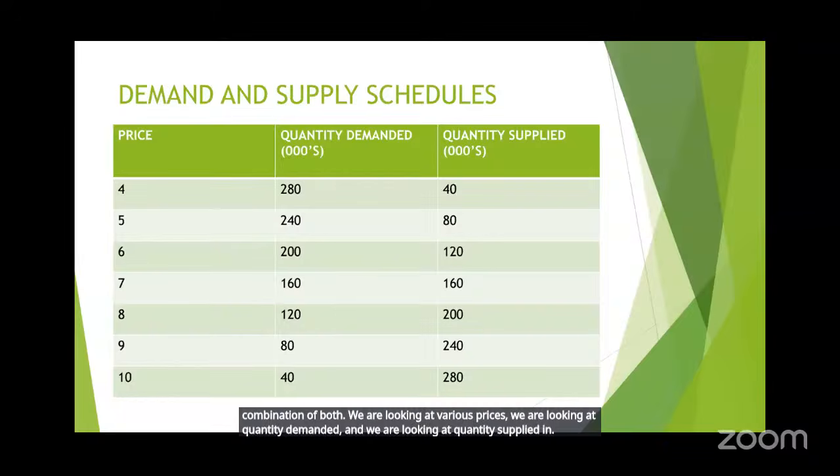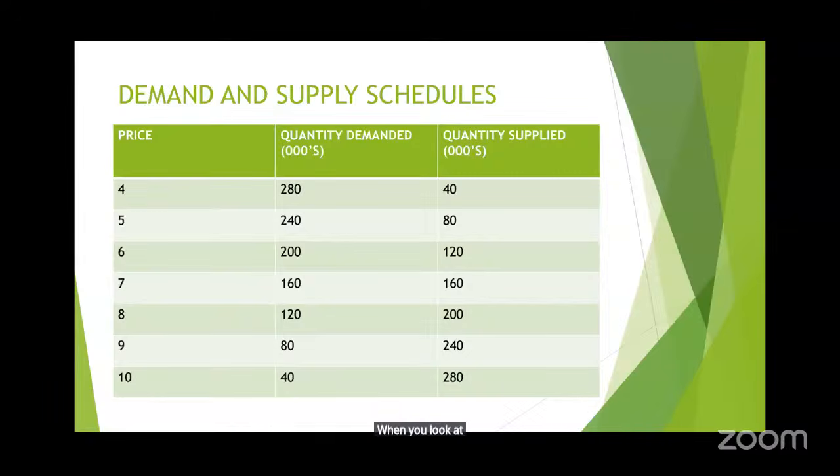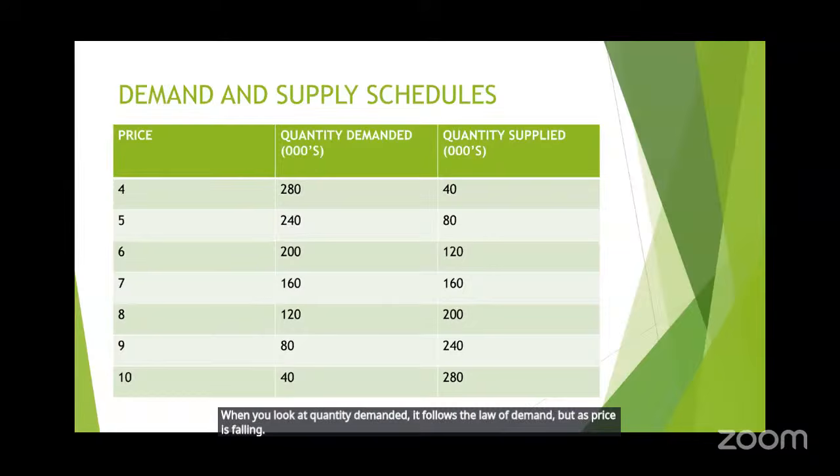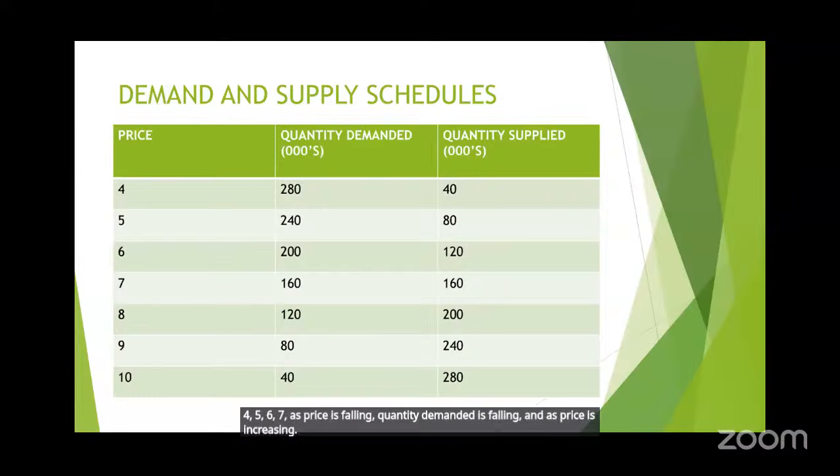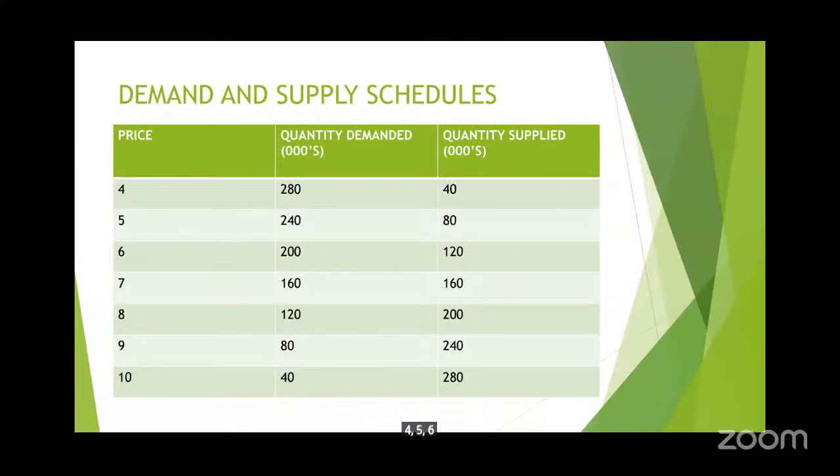So we can see that from the table. If you just look at it, you would see that quantity demanded follows the law of demand: as price is increasing, 4, 5, 6, quantity demanded is falling.